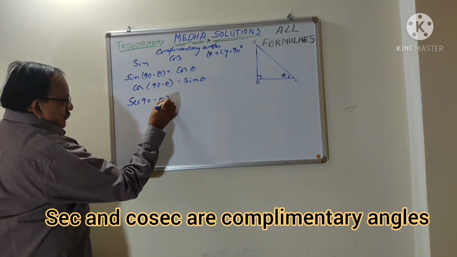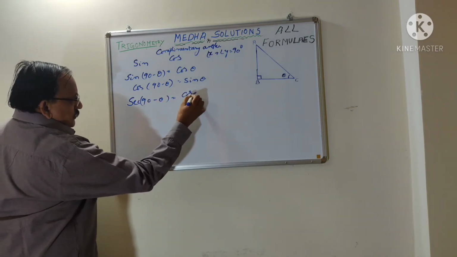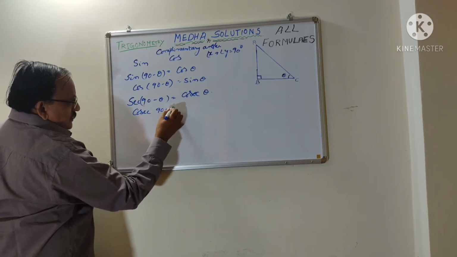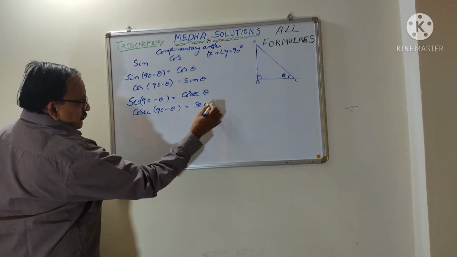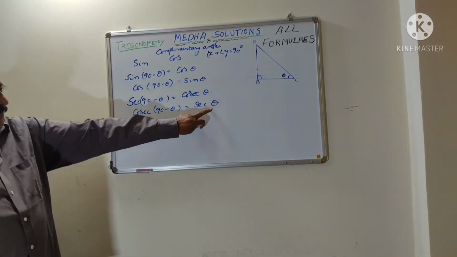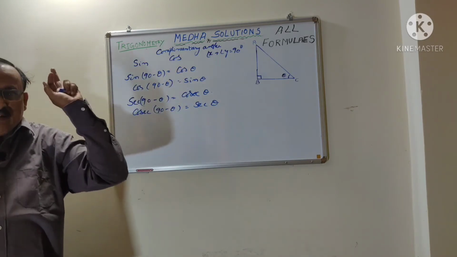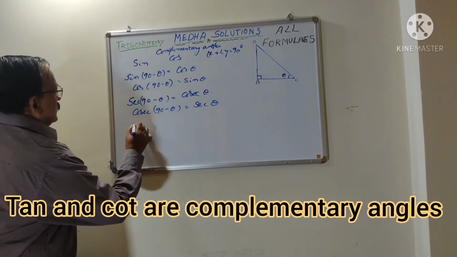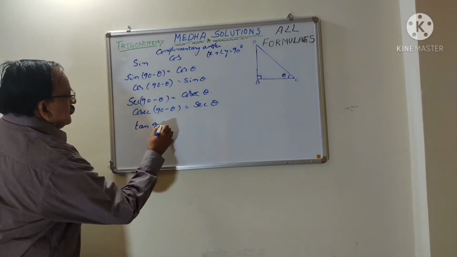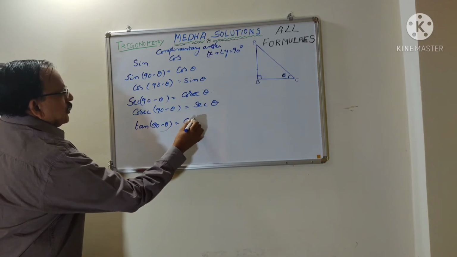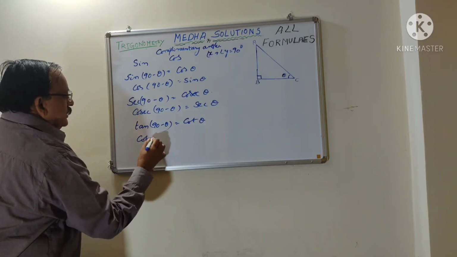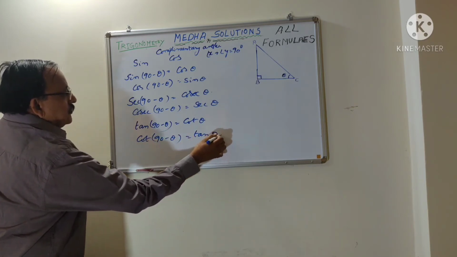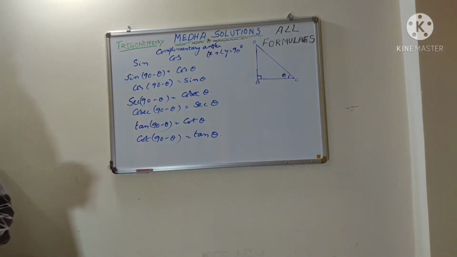sec 90 minus theta is equal to cosec theta. Cosec 90 minus theta is equal to sec theta. If you know the cosec theta value, suppose sec 30 is there, 90 minus 30, you will get 60. That is the cosec 60. Like that. And then tan 90 minus theta is equal to cot theta, and cot 90 minus theta is equal to tan theta. These are the complementary angles.